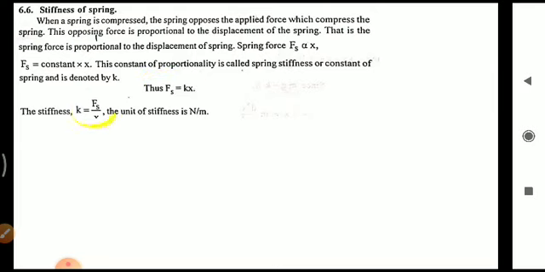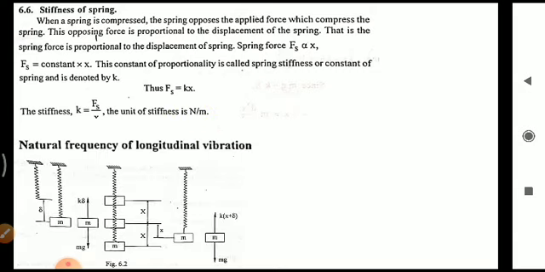Or K is equal to Fs, the spring force, divided by displacement. The unit of force is Newton and the displacement unit is meter. The stiffness unit will be Newton per meter. Okay. Next one is the natural frequency of longitudinal vibrations.